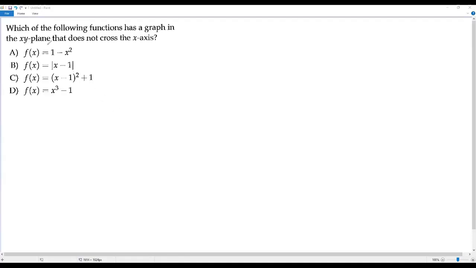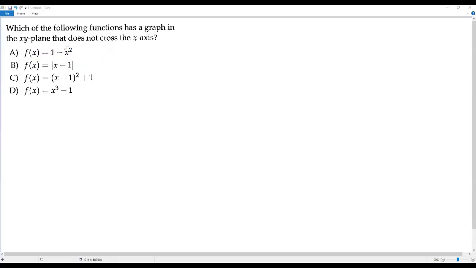So to know whether the graph of a function, for example, let me consider the function in answer choice A, crosses the x-axis or not, what I have to do is plug in y equals 0. When I plug in y equals 0, if I get a real value for x, I have to understand the graph of this particular function crosses the x-axis. If I don't get a real value for x, then we have to understand the graph of this particular function does not cross the x-axis.